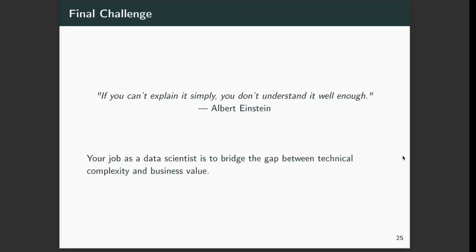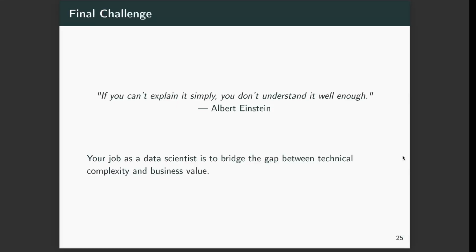Final challenge. I want to close this lecture, and indeed this major portion of our course, with a quote attributed to Albert Einstein. If you can't explain it simply, you don't understand it well enough. This quote is not just a motivational poster slogan. For a data scientist, it is a genuine professional test.